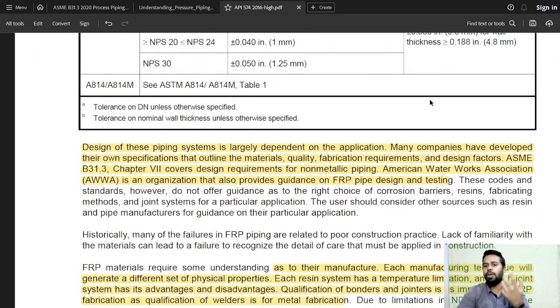Okay, just read this. You don't need to remember all of these things, because even if they ask what the nominal pipe size or the thickness should be, for a nominal pipe size of 1 or 1.5, obviously you don't need to remember this. That will always be part of an open book examination, where you can refer to this table and identify what the thickness should be.